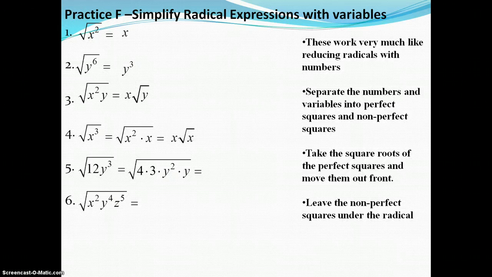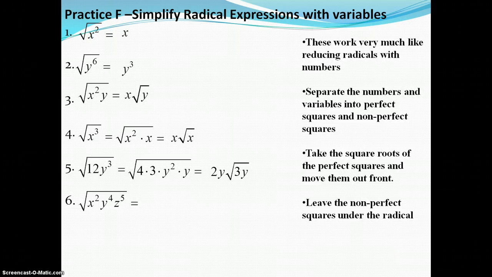So all I do is take the square root of those perfect squares. Square root of 4 is 2. I put that on the outside. I can't do anything with the square root of 3, so that stays inside. I got the square root of y squared, that's going to be y, that goes on the outside, and then the 3 and the y, they stay underneath.